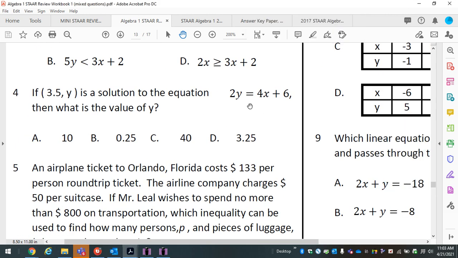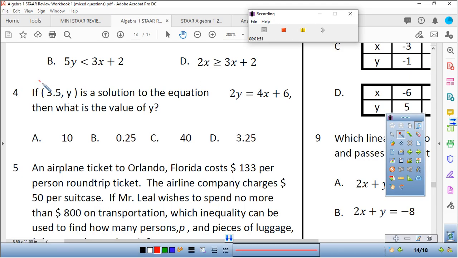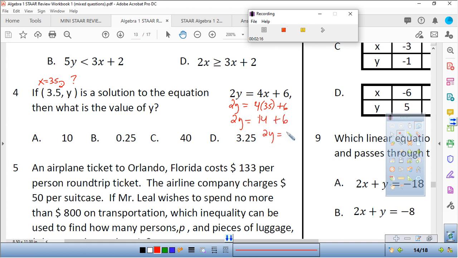This one's pretty easy. This one's sneaky, guys. It's saying x is equal to 3.5. Right? It says that right here. And I was asking, what's my y? So just get over here and go 2y is equal to 4 times 3.5 plus 6. This gives me 2y is equal to, 2 of these is 7, 14, plus 6, 2y is equal to 20. Divide by 2, divide by 2, we'll go with y is equal to 10.